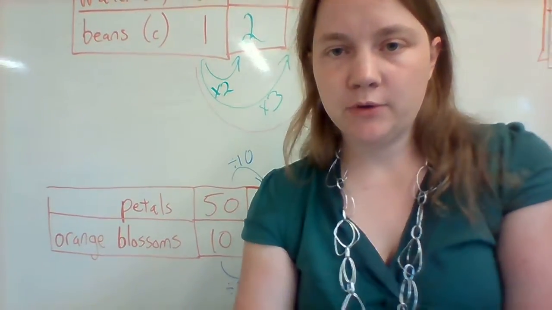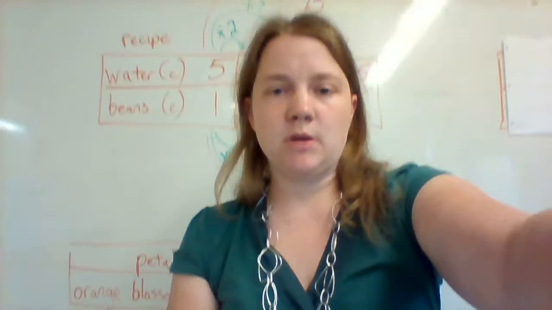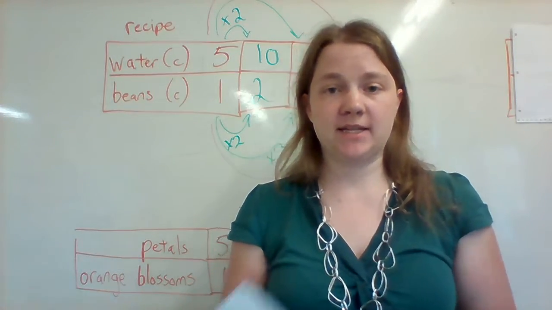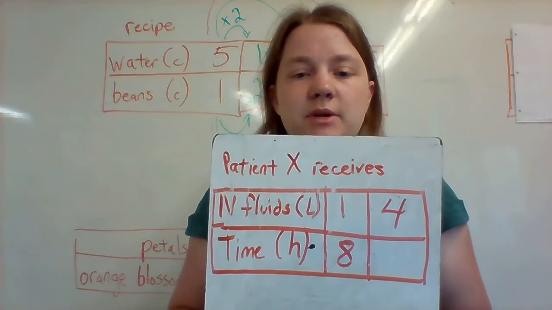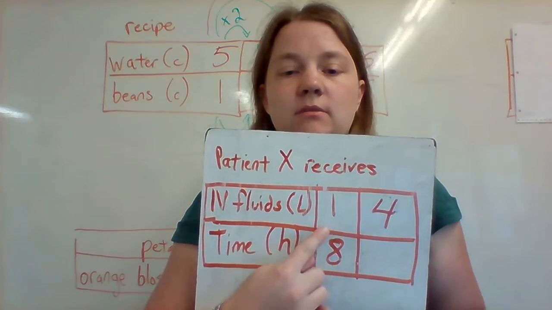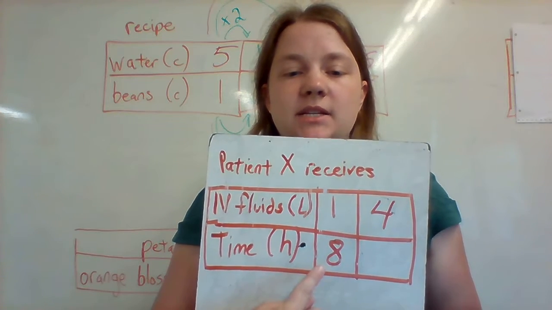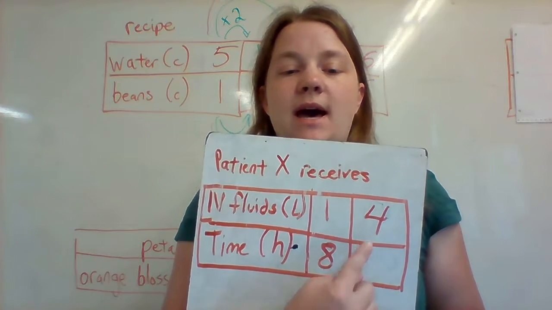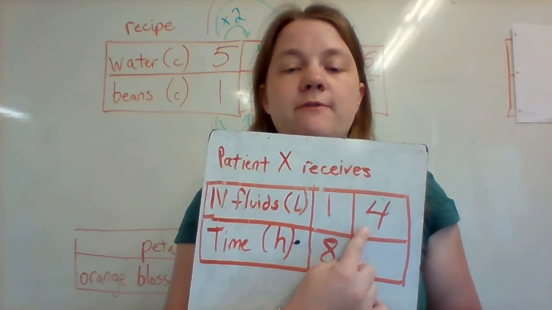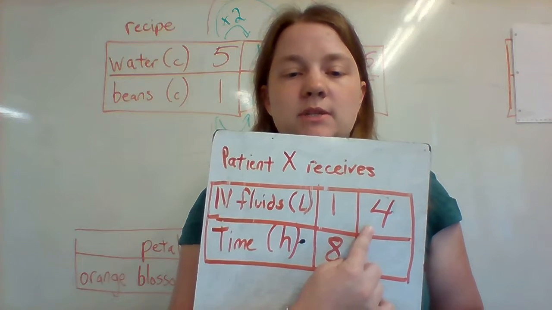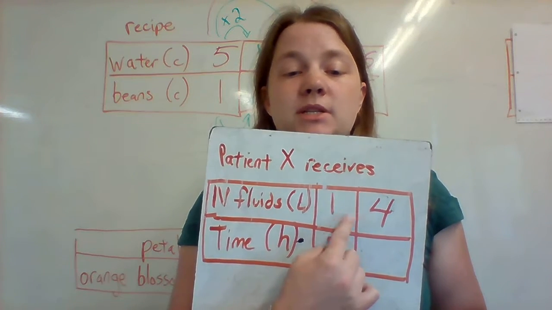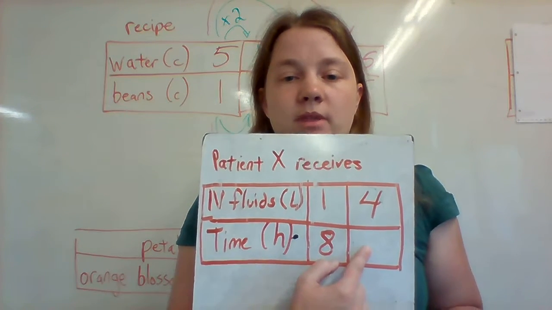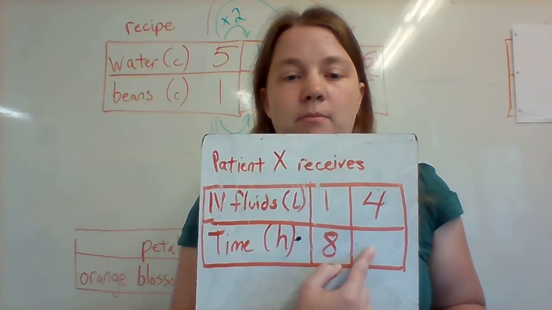Your first question for Google Form is going to be a little bit of a challenge, so I will be putting the picture on Google Form as well. We're going to talk about patient X. Patient X is going to receive 1 liter of IV fluids every 8 hours. So you can see that ratio there, 1 liter every 8 hours. The question is, how long will it take them to receive 4 liters of IV fluids? You need to figure out how you are adjusting this top number, and what that means for how you adjust the bottom number. And again, this will be on the form.